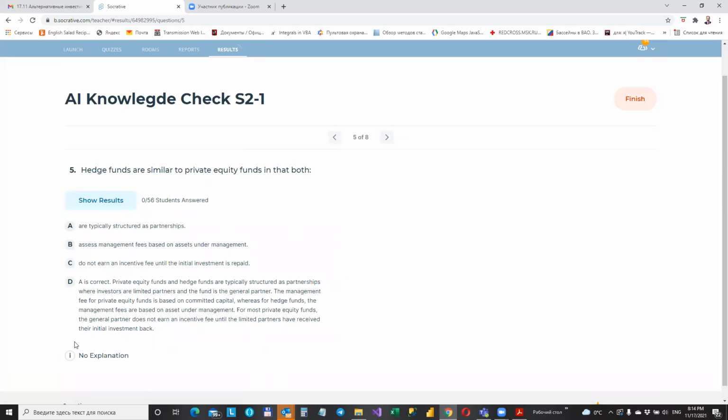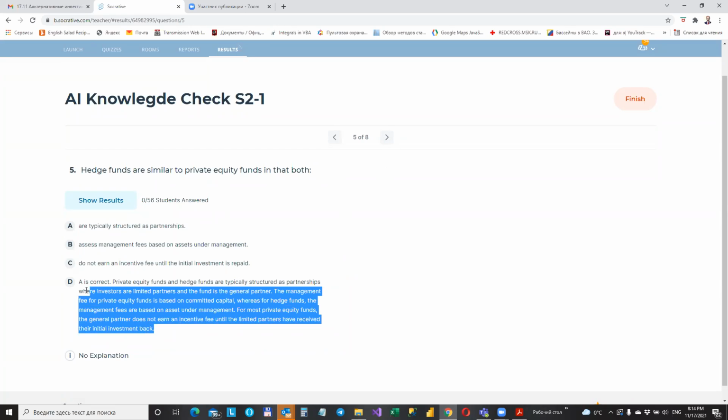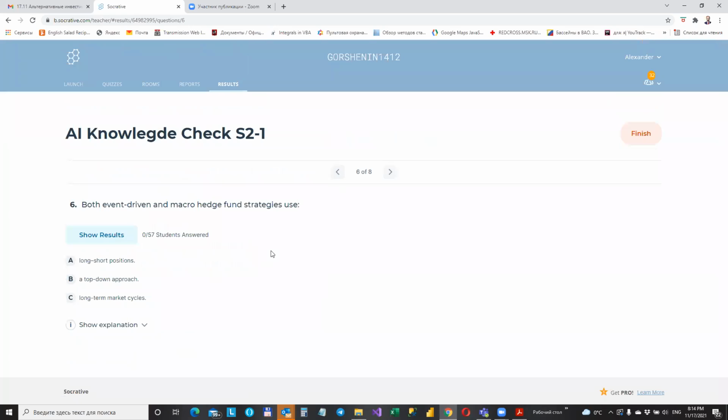Oops, I put it here. So unfortunately, or luckily, you have this correct answer here. So we just should say that the hedge fund is similar to private equity because they are typically structured as partnerships, but others are different. Okay, sorry, we'll omit this question. Okay.